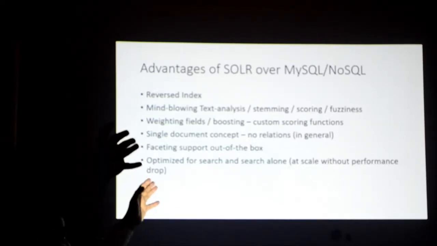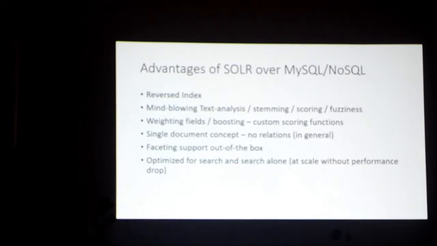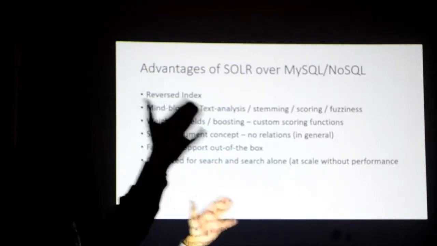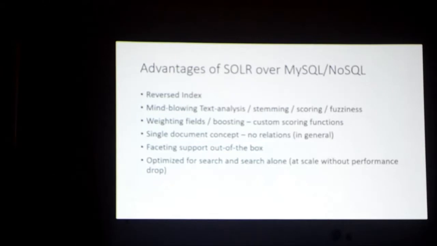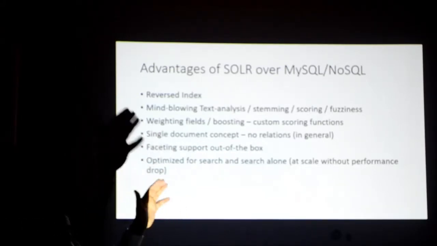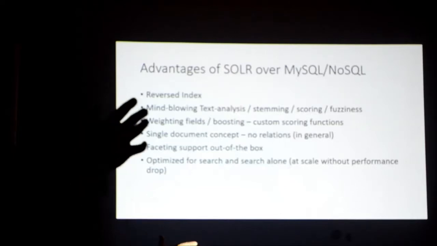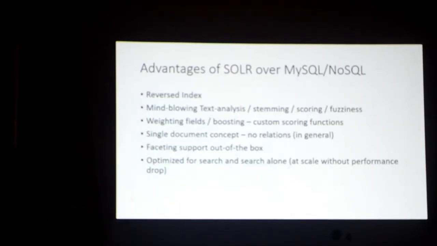It has sort of mind-blowing features. I've written it purposely: text analysis, stemming, scoring, fuzziness. So text search, like I said, is not just about simply searching today or Tuesday. It's also about a lot of these things, and we'll talk about what each of these means. Text analysis, like NLP, natural language processing. Stemming is, and we'll talk about that.